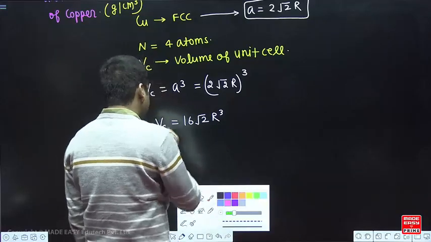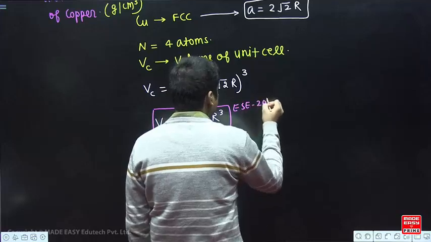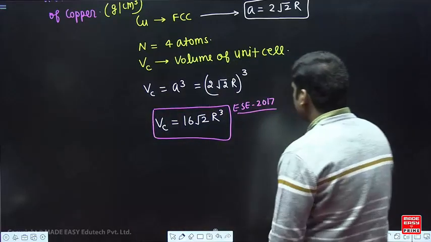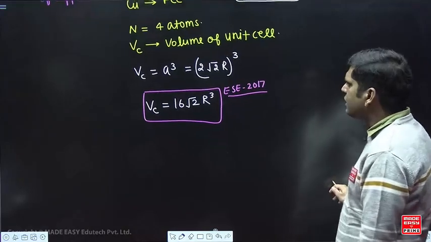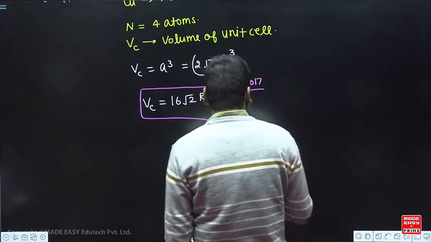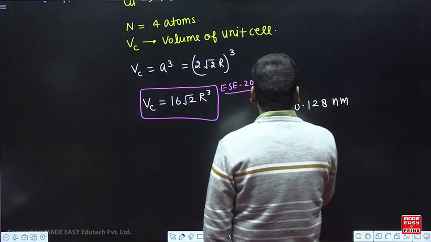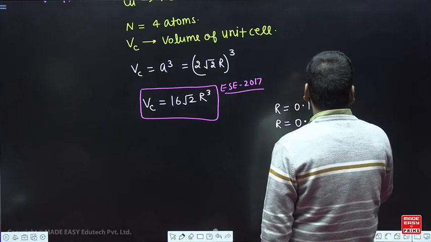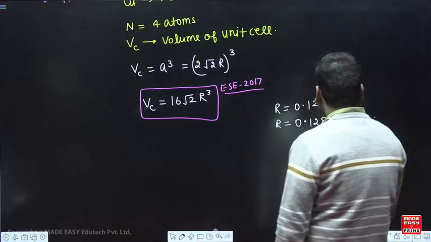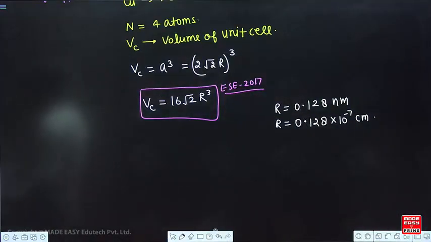In Engineering Services 2017, they ask what is the volume of FCC unit cell. So the volume of FCC unit cell is given by 16 root 2 R cube. R is available to us. R is 0.128 nanometer. But we want centimeters, so it converts as 0.128 into 10 to the power minus 7 centimeter. 1 nanometer is 10 raised to power minus 9 and 1 centimeter is 10 raised to power minus 2, right.